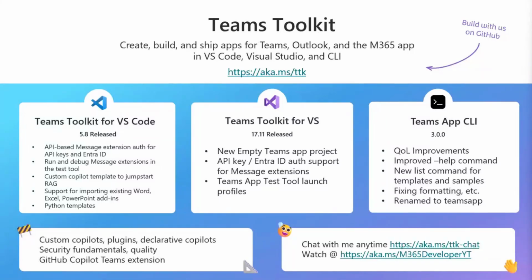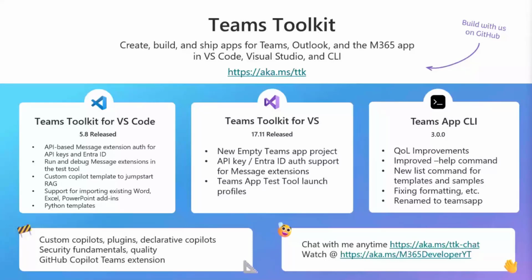Thanks. Okay, so same updates as last week, but if you haven't been here for a while, we have 5.8 released in VS Code. So there's a lot of cool stuff in there for working with custom copilots or bots powered by AI. 17.11 in VS is released now. So we have a few updates in there. Most importantly, there are some new features to let you easily add these Teams app projects to existing projects. So we have this empty project now, which just has the Teams stuff, so it's a little easier to add it to existing projects. And you can always use the CLI. So we have a lot of quality of life improvements.